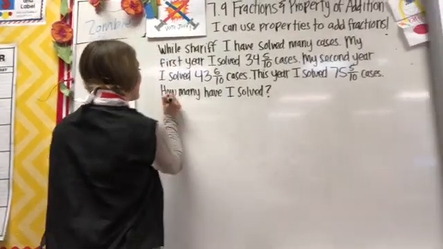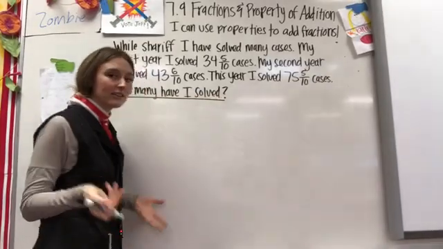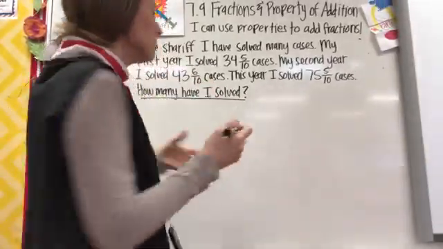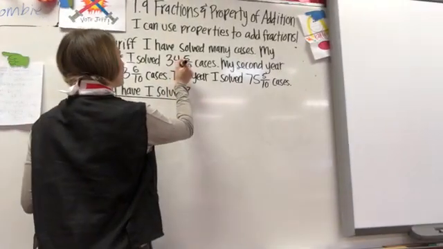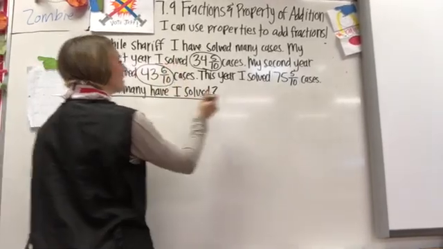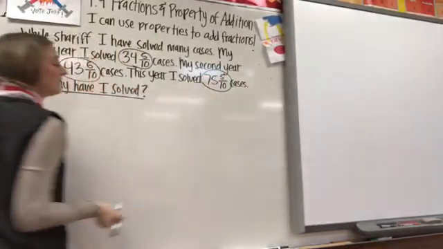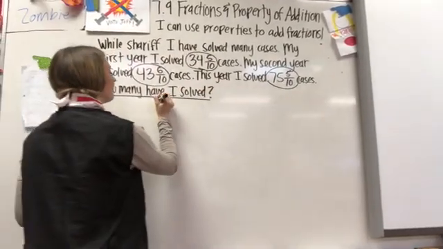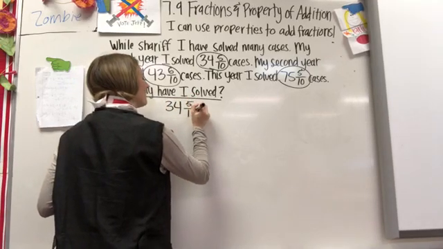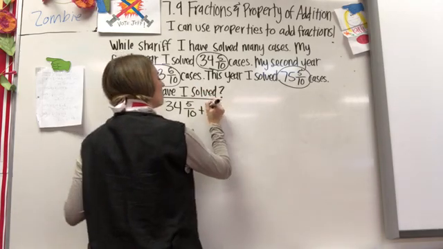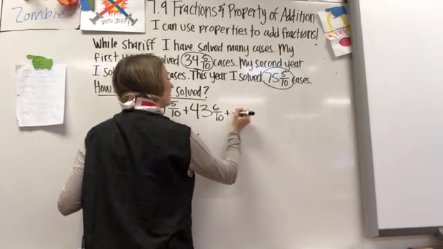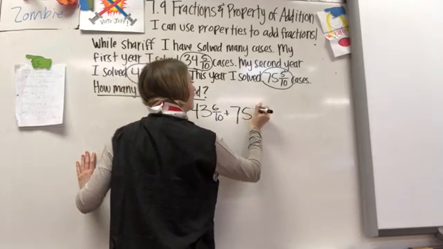So if we're thinking about how many have I solved, are we adding or subtracting? We're adding. We're trying to find the total collective whole. So let's circle what we got. We've got 34 and 5/10, 43 and 6/10, and 75 and 5/10. Let's just write them down and see what we get. We got 34 and 5/10 plus 43 and 6/10 plus 75 and 5/10.